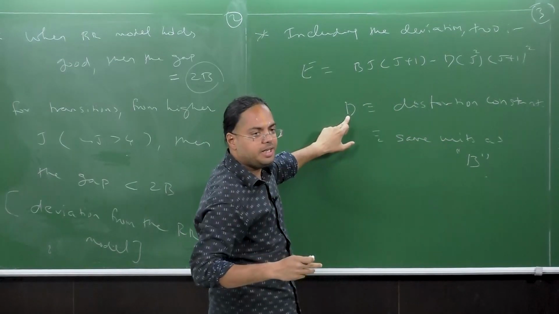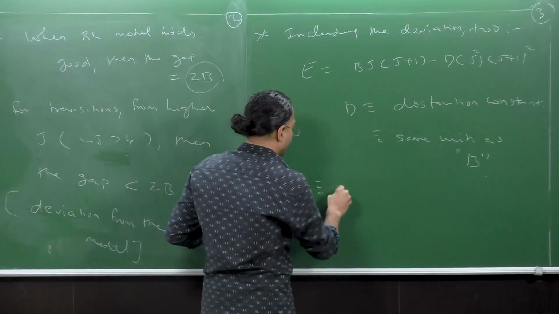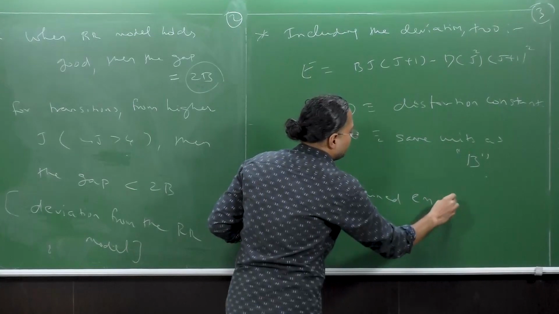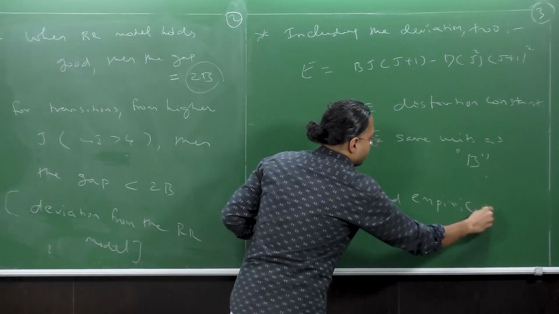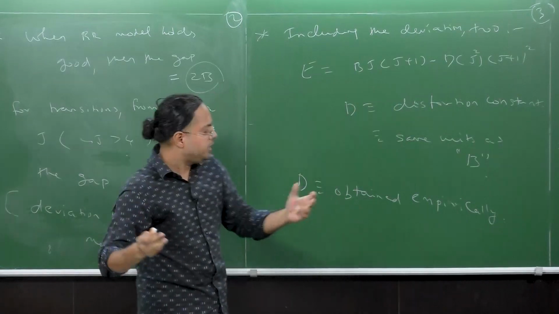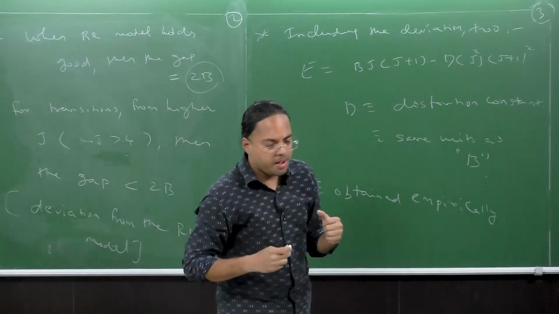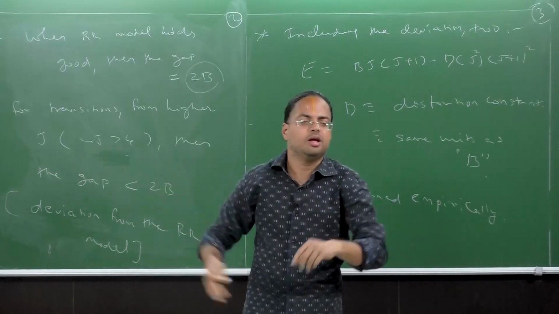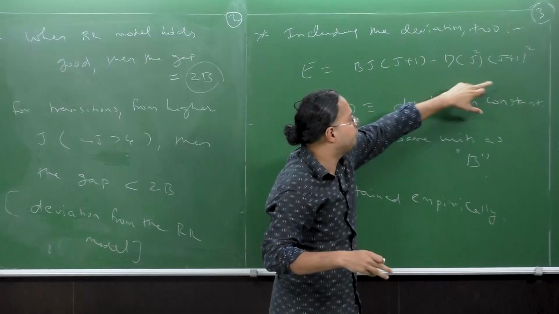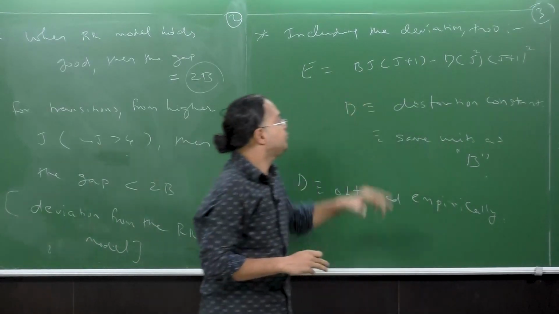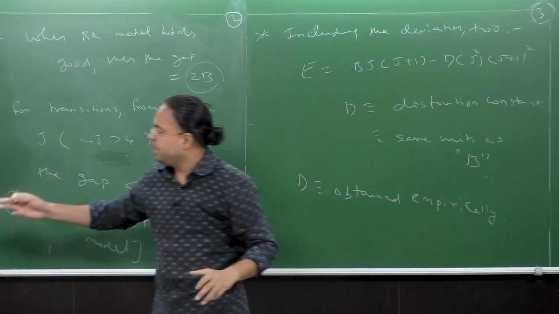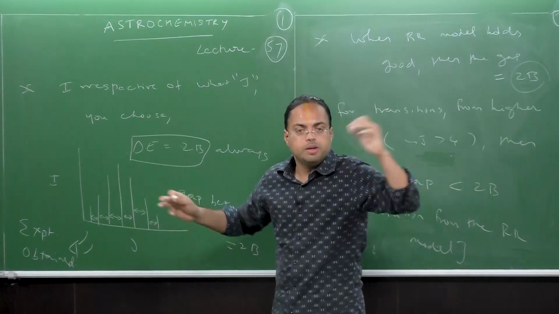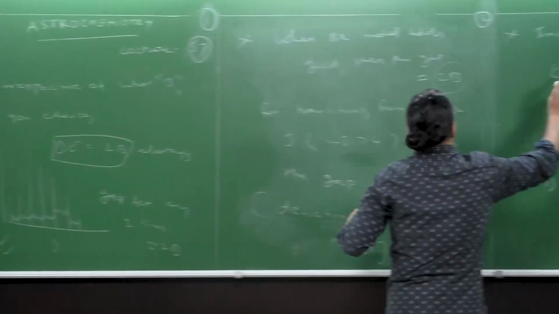And how do I obtain D? Well, D is obtained empirically for the most part. What do I mean by empirically? It is obtained by looking at the spectrum and measuring that the gap is less than 2B. So let us account for it by using a constant and a formula of this type. This is how you get to model the purely rotational spectrum of a diatomic molecule in particular, including the distortion constant also.